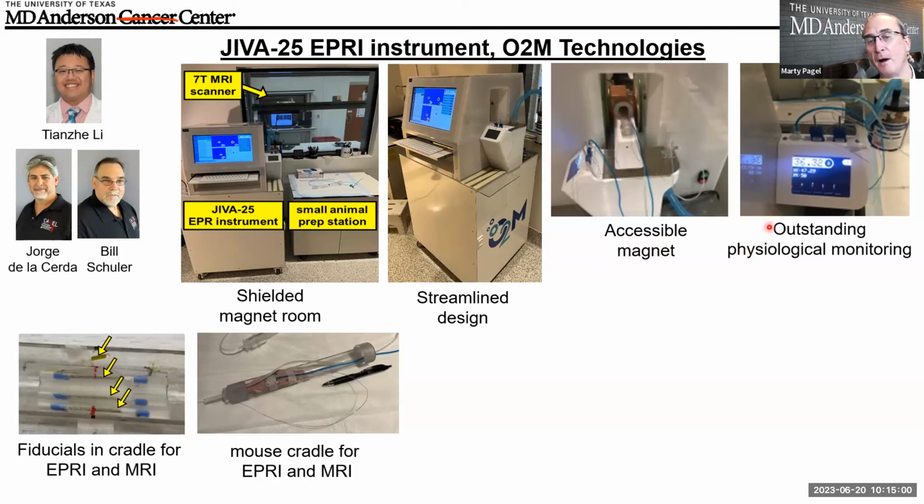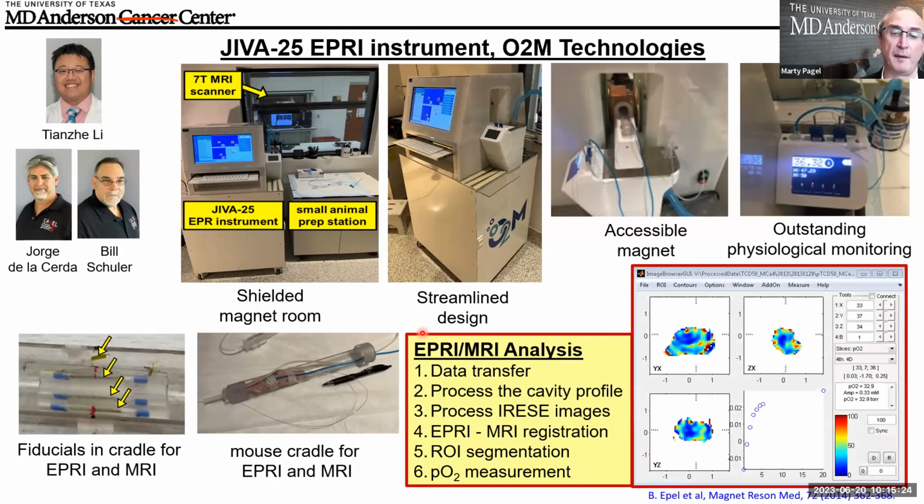And then I think all imaging really needs outstanding physiological monitoring. And well, this instrument has a very nice system for maintaining the mouse at 37 degrees and measuring respiration as well, or monitoring that. There are fiducials within this cradle so that we can register the MRI and EPR images with no trouble. And the MRI is used for anatomical referencing, similar to PET MRI, if you will. So the MR analysis, EPR analysis is really pretty straightforward.